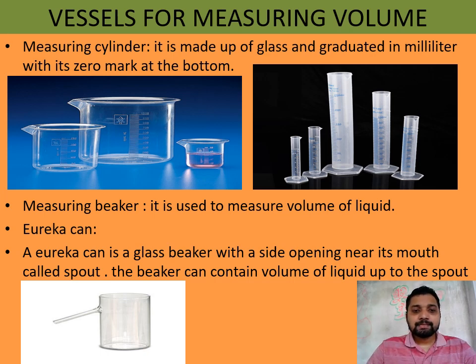Here, these all are the vessels used to measure liquid volume in liter or milliliter. 1 milliliter is equal to 1 cm cube. Means 1 liter equal to 1000 ml. Means 1 liter equal to 1000 cm cube. Means we can convert cm cube to milliliter, cm cube to liter also.